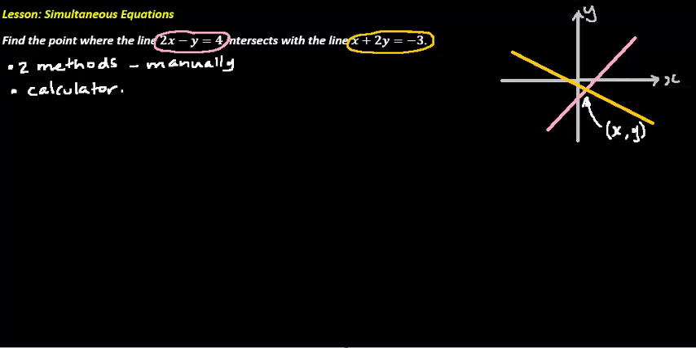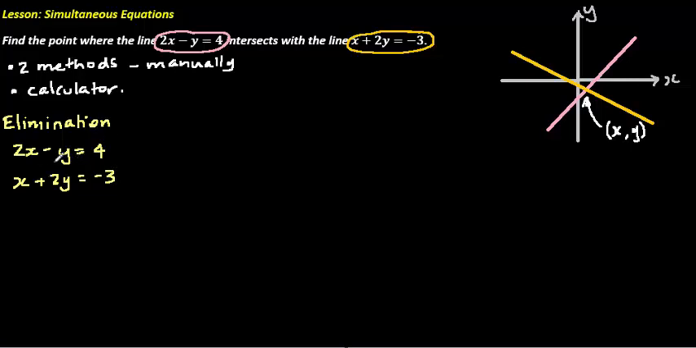So the first method I can use is called the elimination method. To use the elimination method, I need to get rid of an x or a y. Now to do that, my first equation is 2x minus y equals 4, and I'll write that down. And my second equation is x plus 2y equals negative 3.